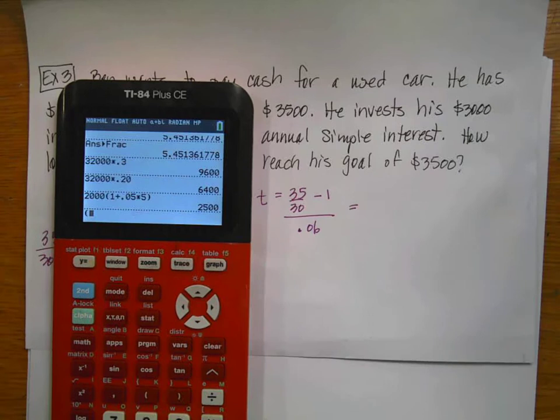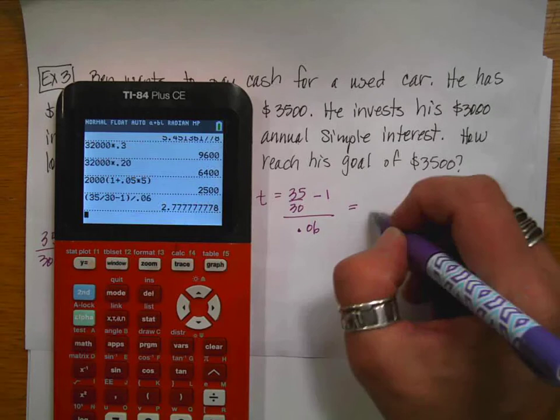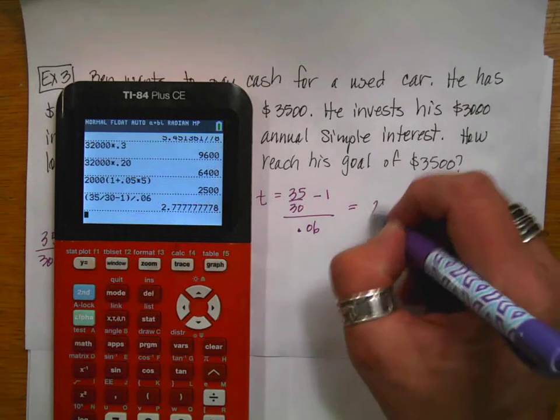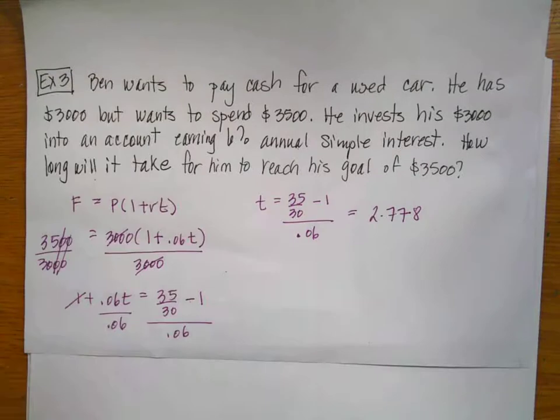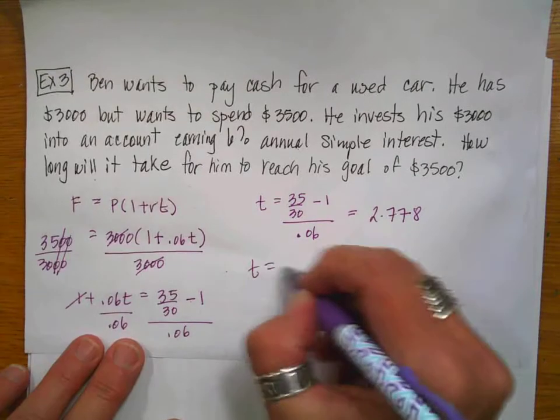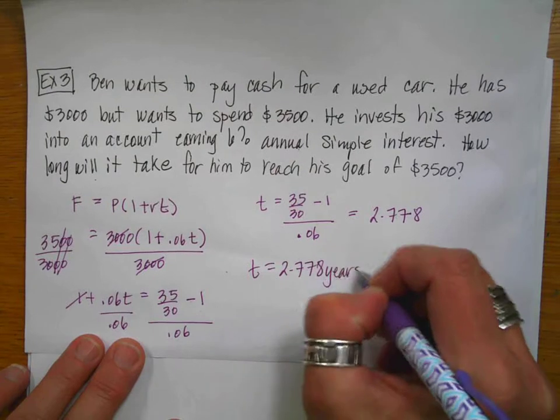So if I do that in my calculator, and it's nice when you can do it all in one fell swoop, I'm going to put the numerator in parentheses, and I'm going to do 35 divided by 30 minus 1, divided by 0.06, and then I get that it's going to be 2.778 years, and then I'm going to write my solution, so 2.778 years.